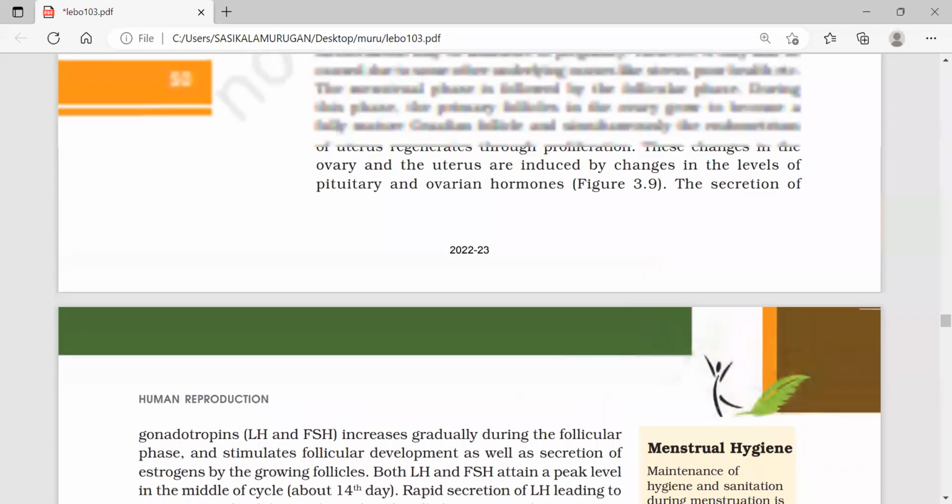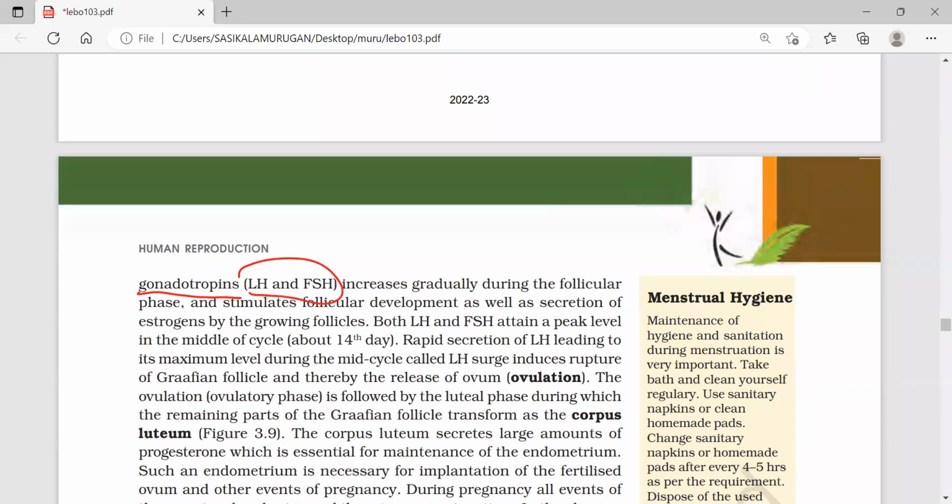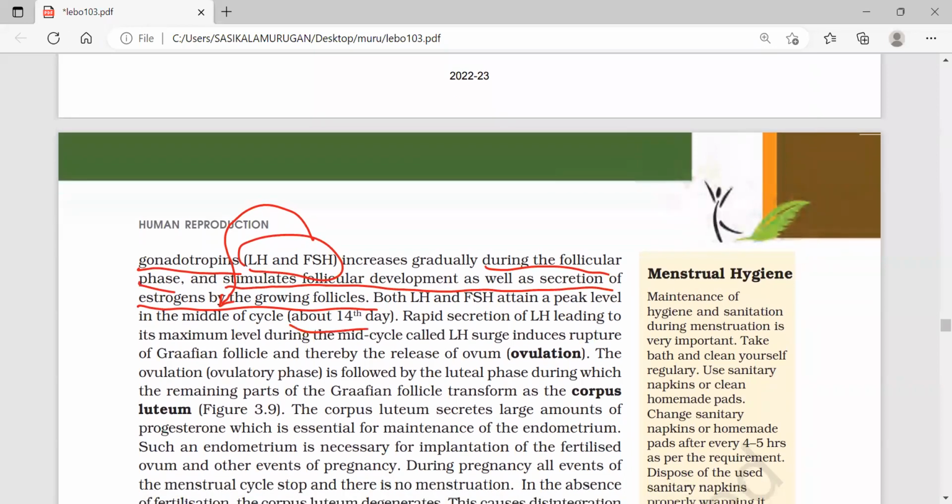During this process, the secretion of gonadotropins, LH and FSH, increases gradually during the follicular phase and stimulates follicular development as well as secretion of estrogen, because these two gonadotropins are responsible for production of estrogen. That's why in the middle of the cycle, on the 14th day, rapid secretion of LH and FSH takes place, and due to that estrogen is synthesized. That is the reason ovulation also takes place.